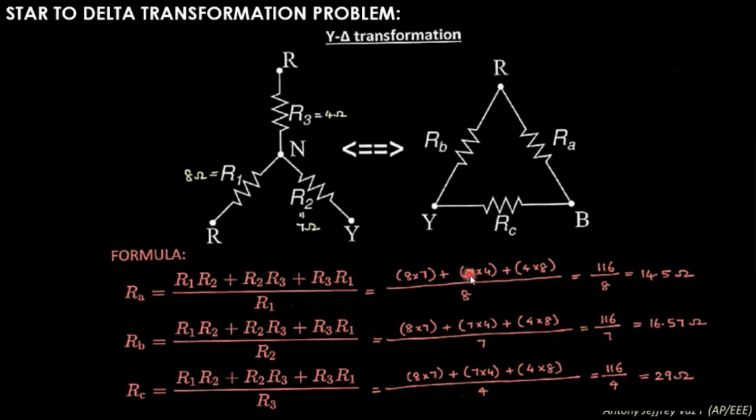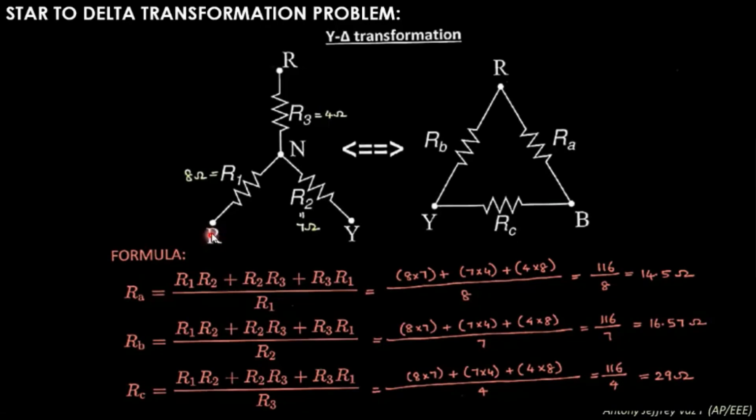Use a calculator to calculate the value. You will get 14.5 ohms. So the RA value is 14.5 ohms. Use the formula to calculate all the values. That's all, very easy.